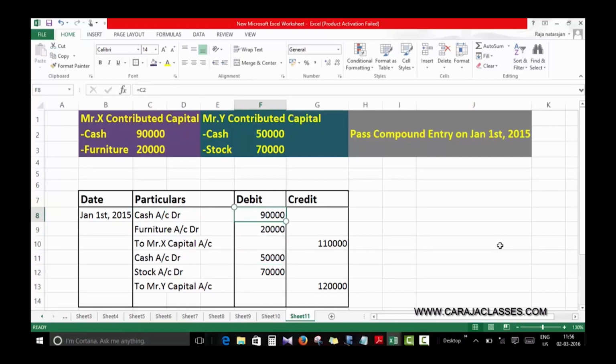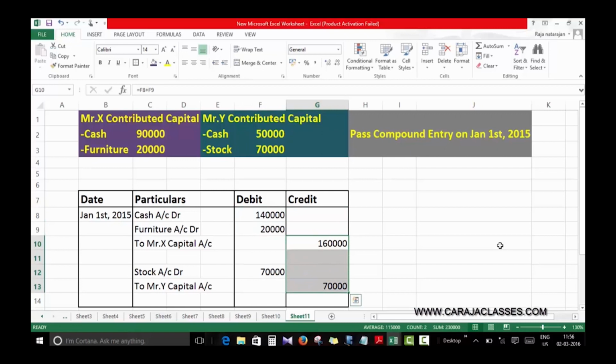So what I'll do, with this 90,000, let me add the cash contributed by Mr. Y, that is 50,000, in a single entry. Fine. So now I can remove this entry. This entry is not warranted now because this single account captures cash received from both the parties. Fine. Then I have two debits now, or one, two, three debits, and I have two credits.